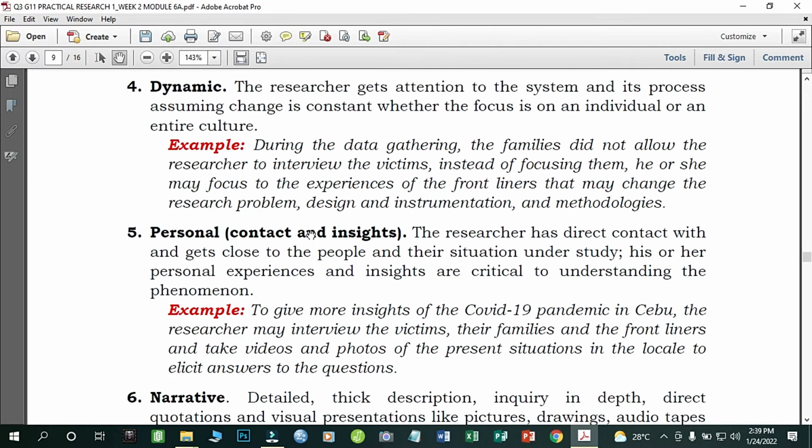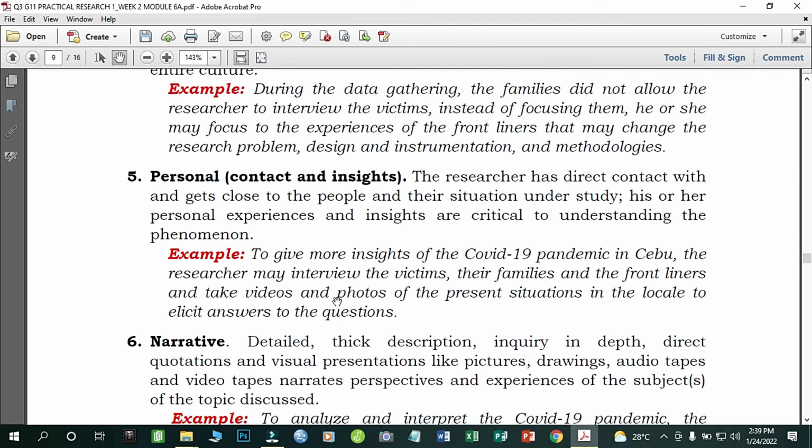Okay, and number five, personal contact and insights. A researcher has direct contact with and gets close to the people and their situation in the study. His or her personal experiences and insights are critical to understanding the phenomenon. Example, to give more insights on the COVID-19 pandemic in Cebu, the researcher may interview the victims, their families, and the frontliners, and take videos and photos of the present situations in the locale to elicit answers to the questions.